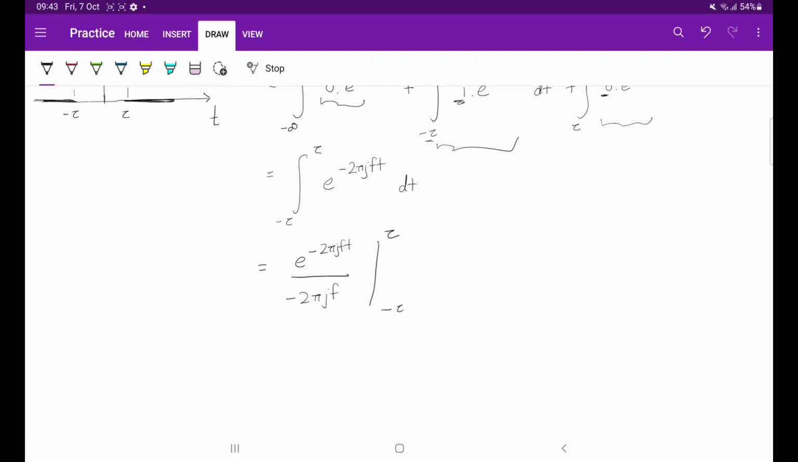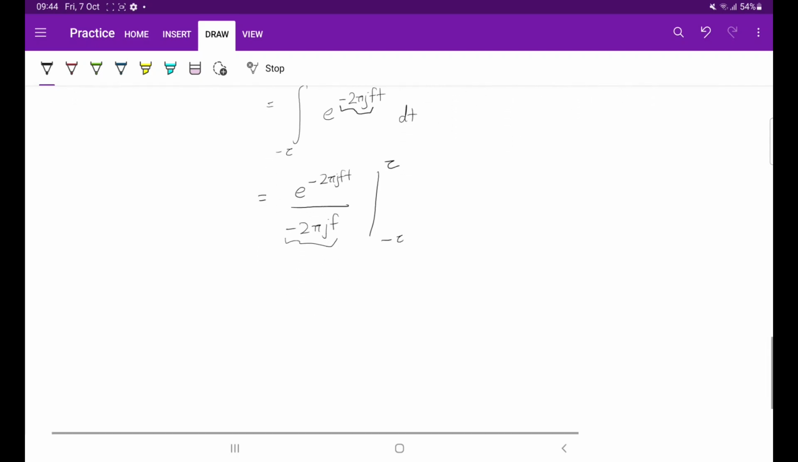It's very simple. It's like integrating an e to the power x function. If you integrate e to the power x, again you get e to the power x, but since there is a coefficient before this x, which is minus 2 pi j f, you need to divide by minus 2 pi j f. So it's kind of an e to the power x function. You can directly write it down, and after that you need to substitute the values from these limits.